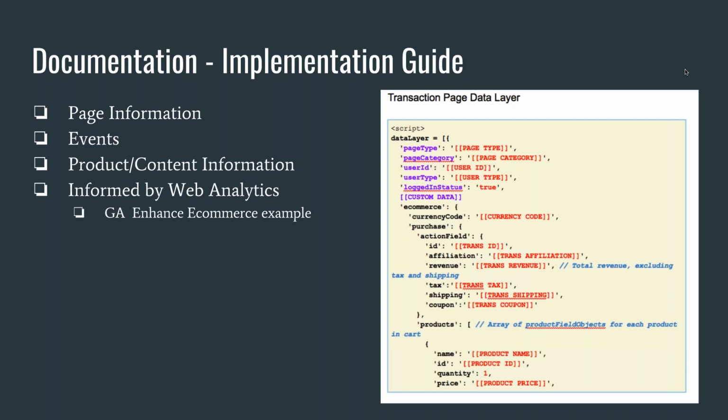Now, what's important here is how everything is structured. So we have the data layer array of objects, we have an original array, and then we have our e-commerce object. Included within that e-commerce object is our purchase object. Included within that purchase object is our action field, and then our products array. So structure matters, and it matters because of how you're going to be referencing these different variables and being able to pull out these different values from the data layer when you're using them for your tags.